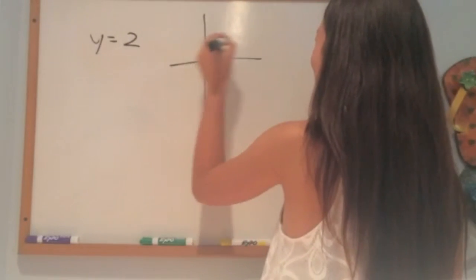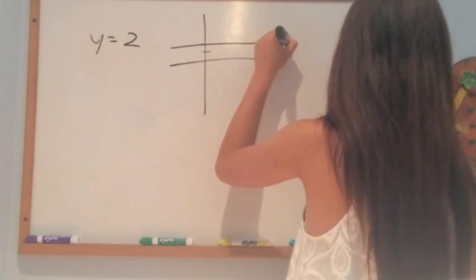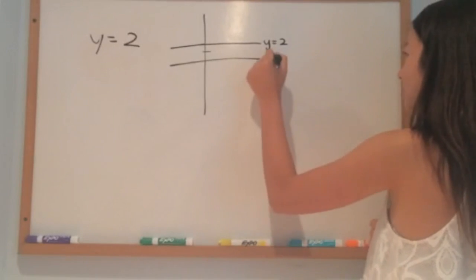The derivative of a constant is 0, which makes sense because if you have a function like y equals 2, that's just a horizontal line with a slope of 0.